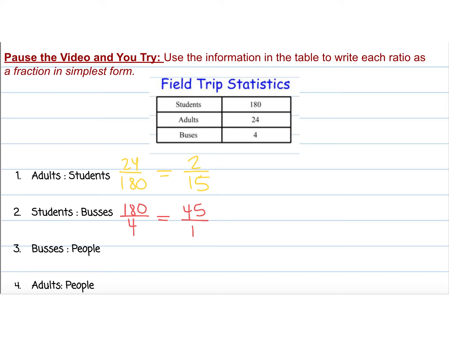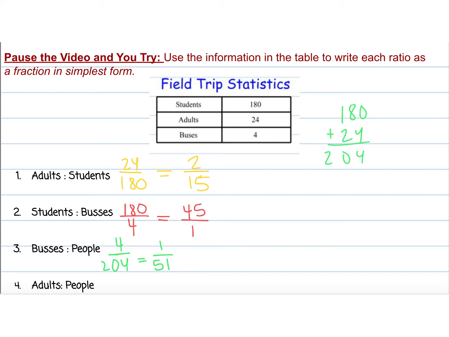Next one, buses to people. So buses is first, there's 4 buses. Now people, that would be both students and adults. So we would add them together, which is 204. So that would be our ratio. Simplify though, we can divide both of those by 4. 4 divided by 4 is 1. 204 divided by 4 is 51. So for every 1 bus, there are 51 people on that bus.